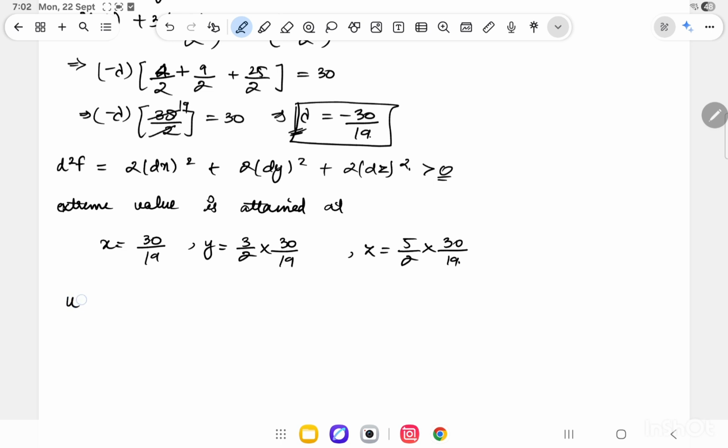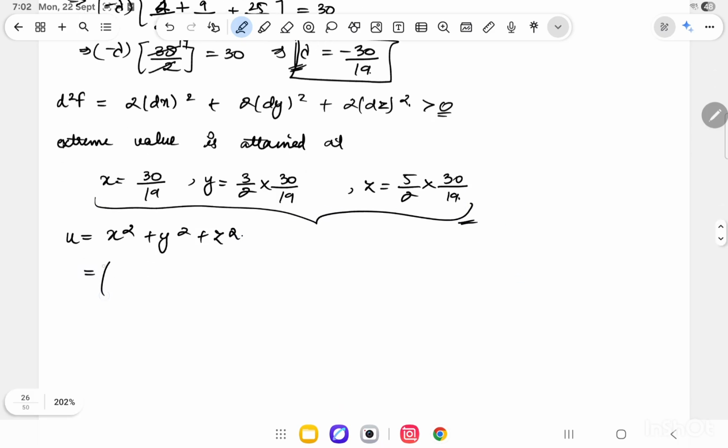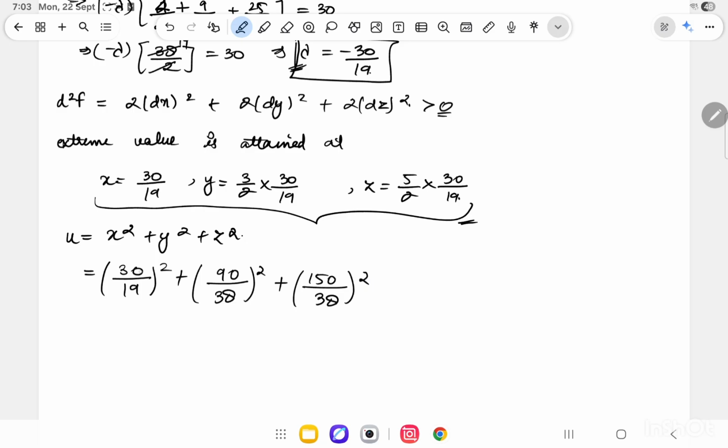So the extreme value of u will be x square plus y square plus z square, and here x, y, z are these values. So if I substitute the value of x, that will be 30 by 19 whole square plus 3 times 30 is 90 by 38 whole square plus 5 times 30 is 150 by 38 whole square. So that gives me 60 square plus 90 square plus 150 square divided by 38 square.